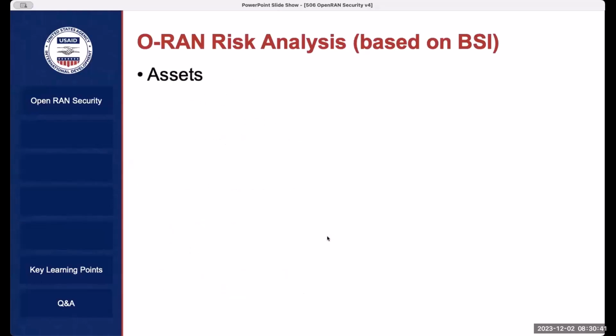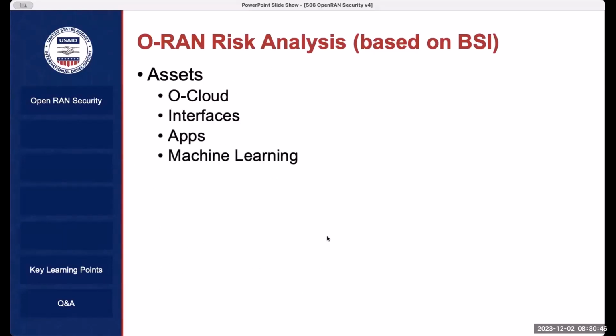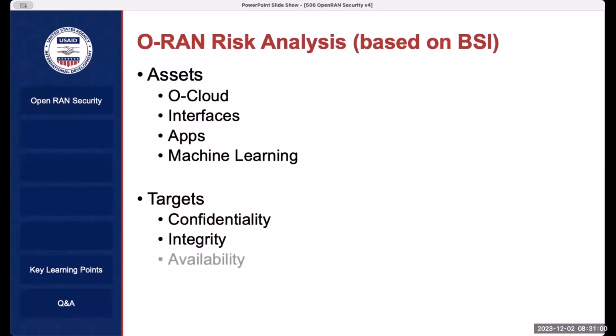And for BSI, they also identify assets, like cloud interfaces, apps, and machine learning, and which targets and which risk types are being targeted. Are they targeting confidentiality? Are they targeting the integrity of the information or the availability of the system? Even just downing one component in Open RAN could mean a full outage. And of course the authenticity and privacy of the data that's being operated on and processed in Open RAN.